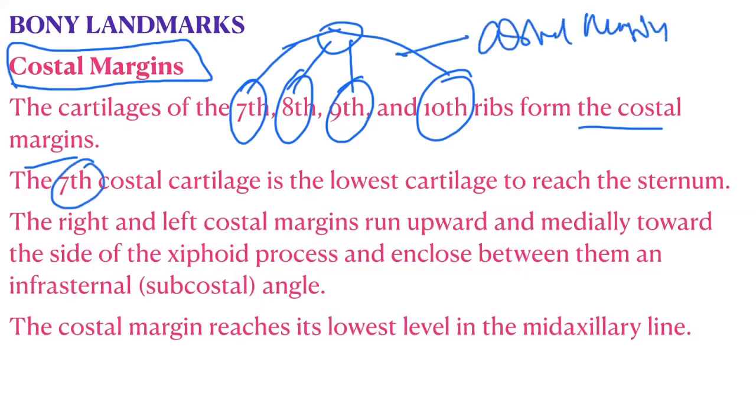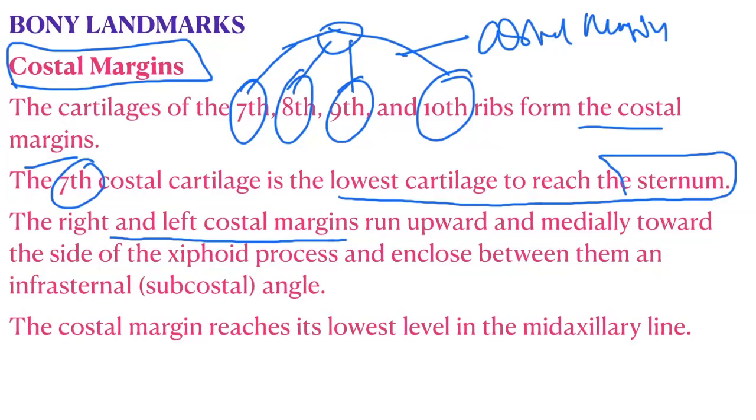The 7th costal cartilage is the lowest cartilage to reach the sternum. So the 8th, 9th, 10th don't reach the sternum, but they reach the 7th costal cartilage. The right and left costal margins run upwards and medially toward the side of the xiphoid process and enclose between them an infrasternal or subcostal angle. The costal margin reaches its lowest level in the mid-axillary line.